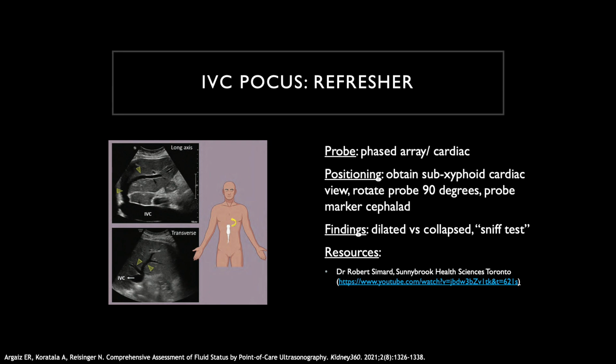Finally, we'll assess this patient's inferior vena cava. To do this, we use the phased array probe once again. Once you obtain the cardiac subxiphoid view of the heart, simply rotate the probe 90 degrees so that the probe marker is pointed to the head.